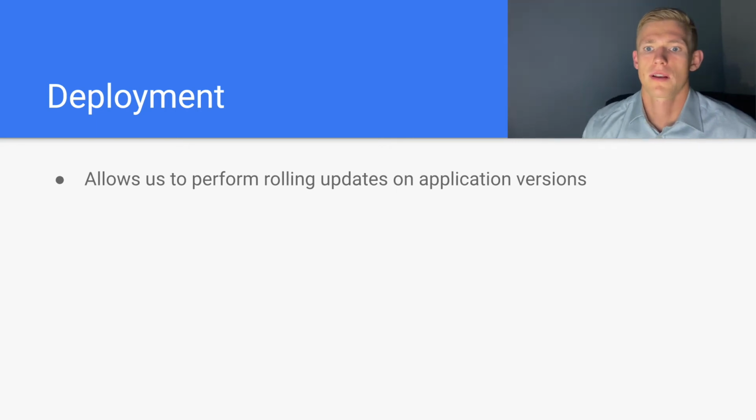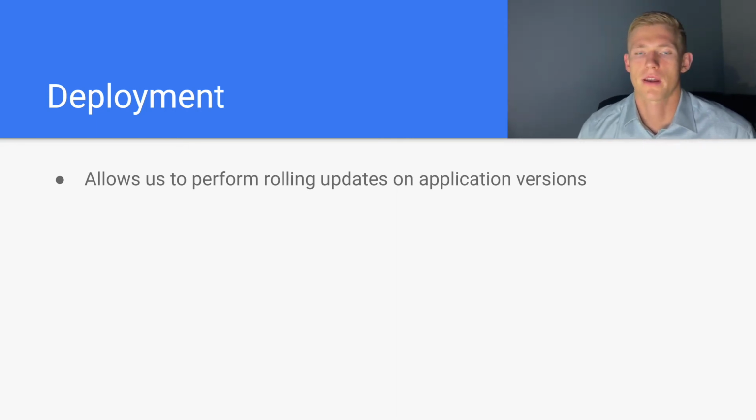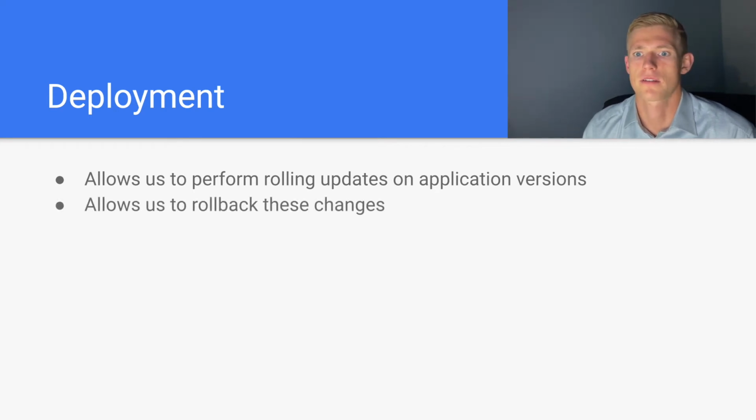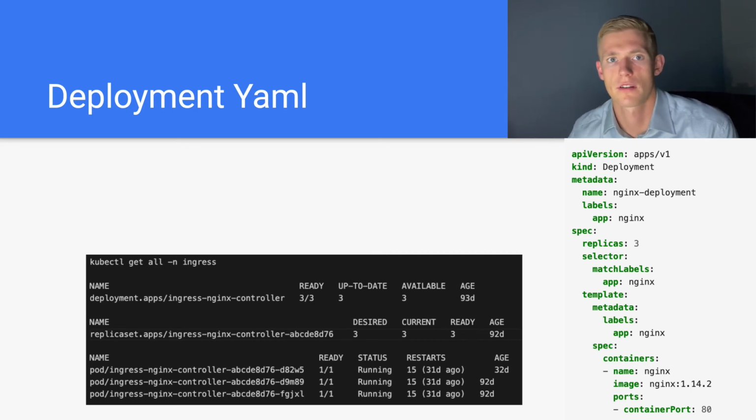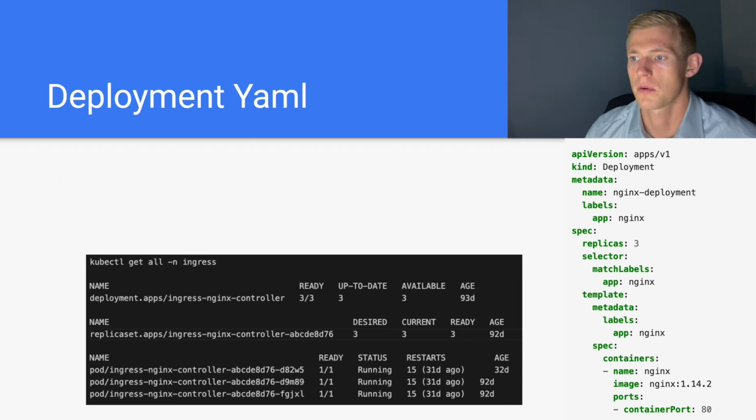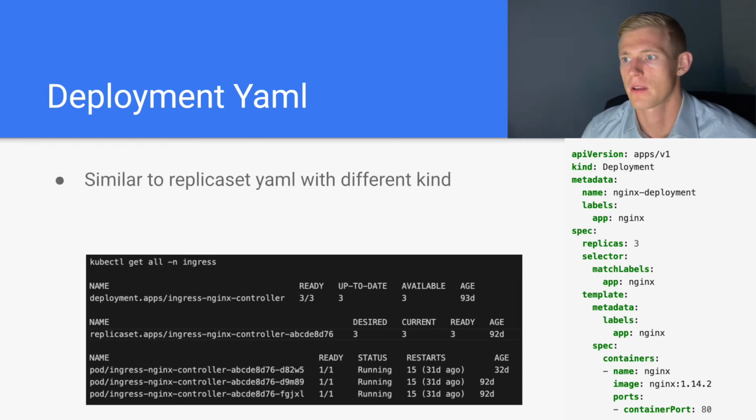So deployment allows us to perform rolling updates on application versions, as I mentioned in the last slide, and it allows us to roll back these changes. Now, what does the deployment YAML actually look like if we wanted to define deployment? It's actually essentially the same as replica set, with the only difference being deployment kind.